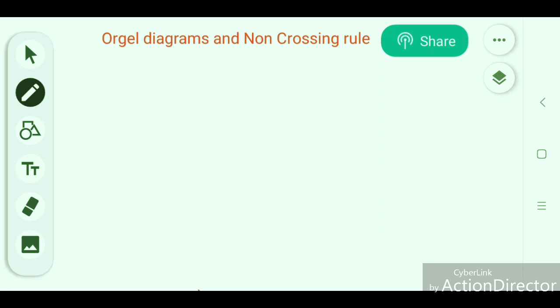The Orgel diagrams are used to interpret the spin allowed absorption bands of electronic spectra of d-d origin in tetrahedral and octahedral transition metal complexes. These diagrams are used for weak field complexes. This is the one thing.